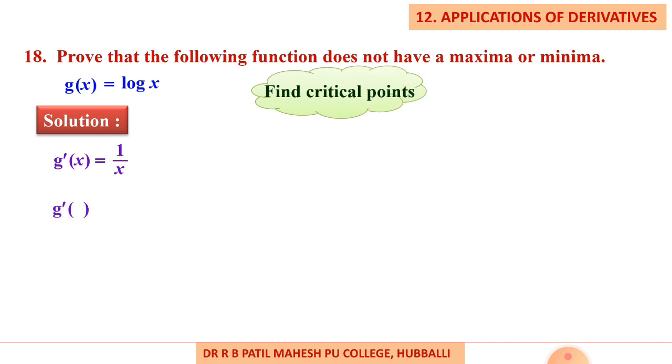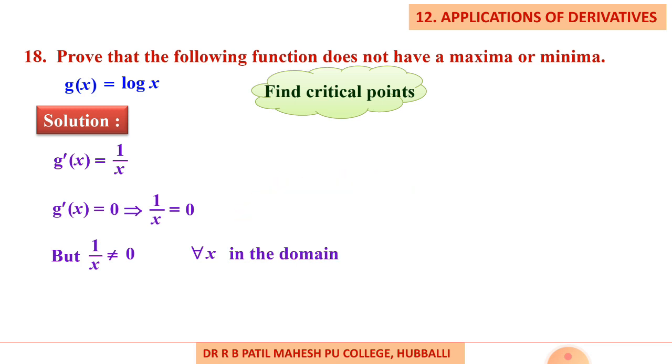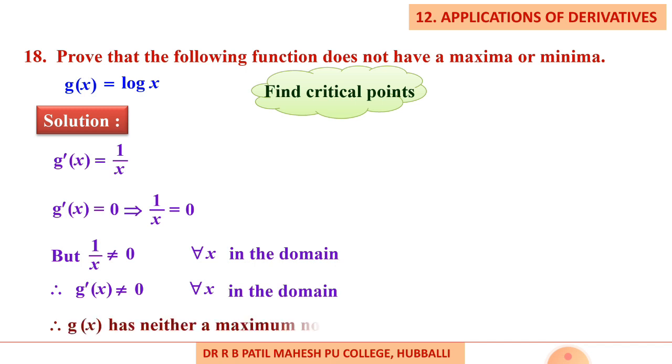Now find the critical points, that is g dash of x equal to 0, this implies 1 by x equal to 0. But here 1 by x is not equal to 0 for all x in the given domain. Therefore no critical points implies no maxima and no minima. Therefore g dash of x is not equal to 0 for all x in the domain. Therefore g of x has neither a maximum nor a minimum value.